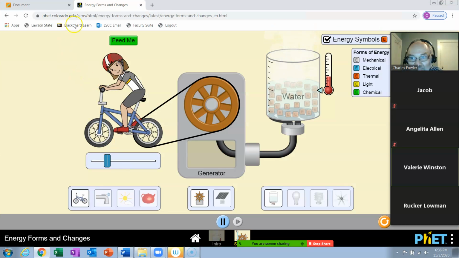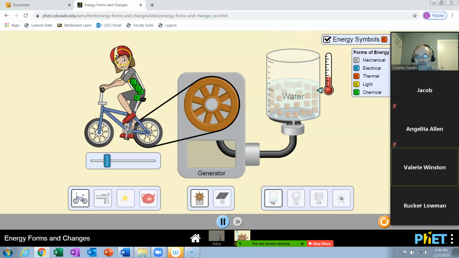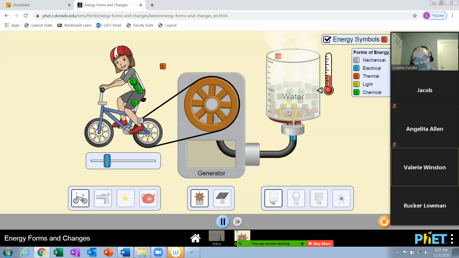All right, I need the feeder. Okay. There, she's happy again. She starts converting stored chemical energy into mechanical energy, turning that. A little of it is wasted as thermal energy, but then it turns the generator wheel, which becomes electrical energy, which goes into the heating coil and changes into thermal energy again, raising the temperature of the water.